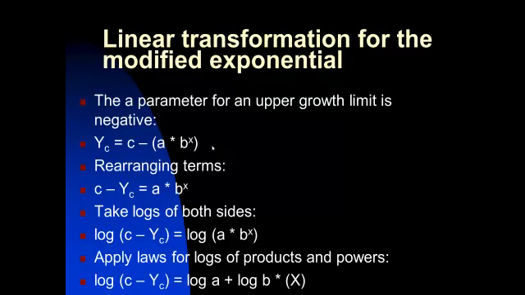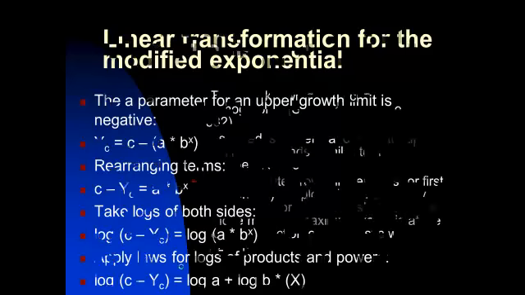Here's the equation for the modified exponential. By using some algebra and some log rules, we can transform it, as it is here at the bottom, into a linear equation. Notice that here the x remains the same, but on the left-hand side, the y term is transformed by a differencing from the capacity and then a log transform.